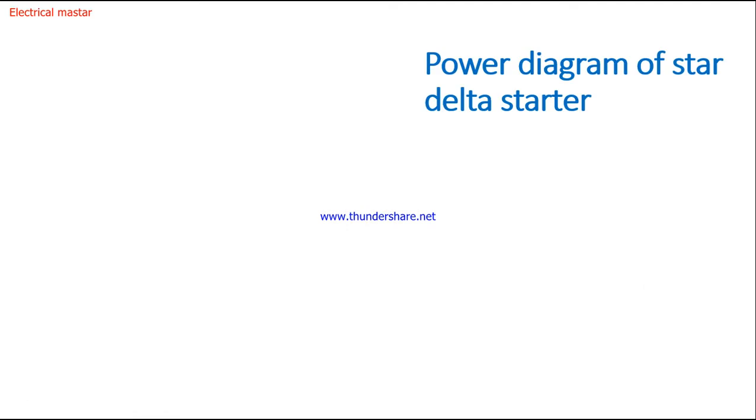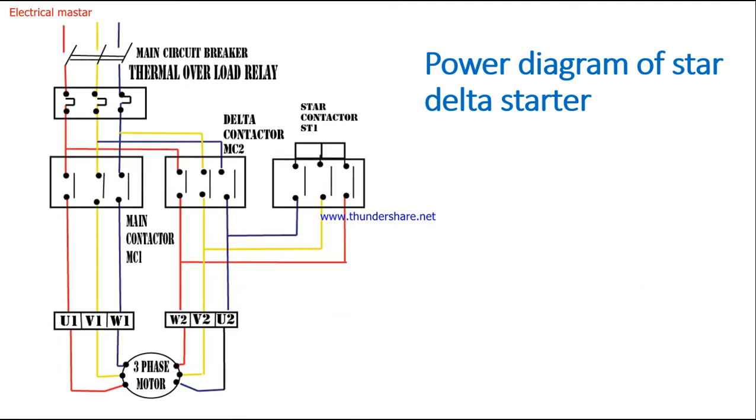Now we will see the power diagram of the star delta starter. See this picture. This is the power diagram of the star delta starter. This is the RYB supply. It is connected to the MCB, then to the overload relay, and then to the main contactor. In this power diagram we are using 3 contactors: this is the main contactor, this is the delta contactor, and this is the star contactor.